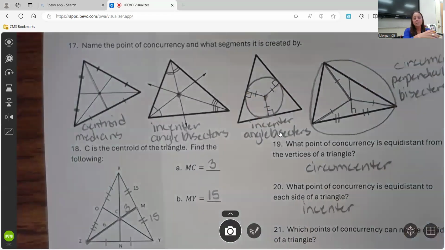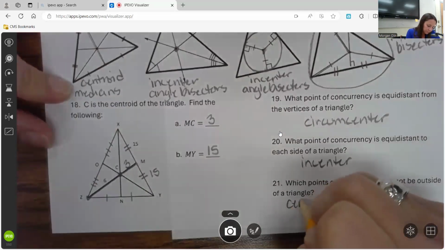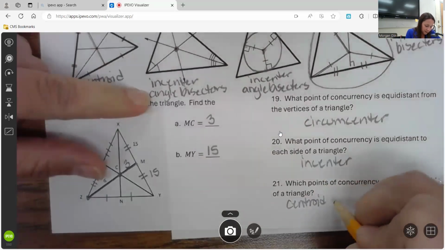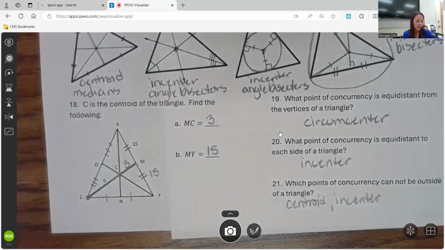Now, last one. Remember from when we first talked about these, which points of concurrency cannot be outside of a triangle? That is the centroid and the incenter. Those cannot be outside of the triangle. A circumcenter can be outside of a triangle. And if your class talked about orthocenter, we're not really tested on it, but the orthocenter is created by altitudes. The orthocenter and circumcenter can be outside of a triangle, and those would be on the obtuse triangles.